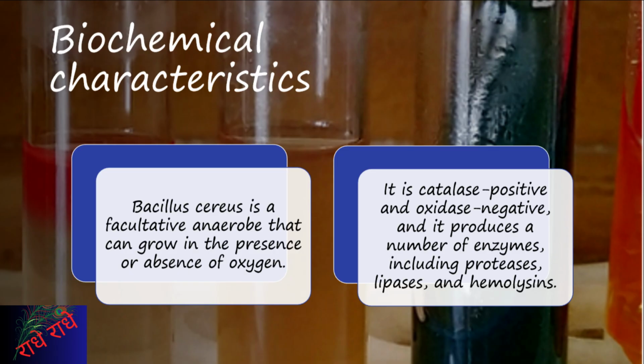Bacillus cereus is a foodborne pathogen that can cause illness. It is a facultative anaerobe, able to grow in the presence or absence of oxygen, and is catalase positive and oxidase negative. Furthermore, it produces a range of enzymes, such as proteases, lipases, and hemolysins, which can have serious implications for health if ingested.